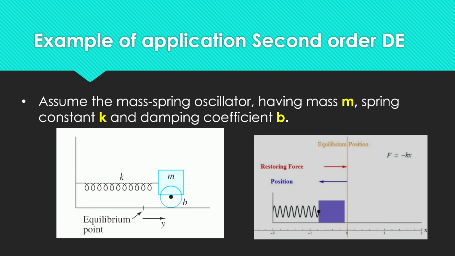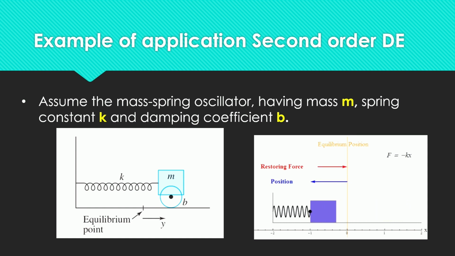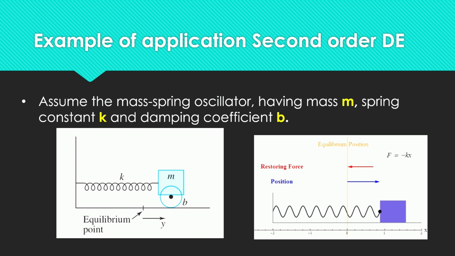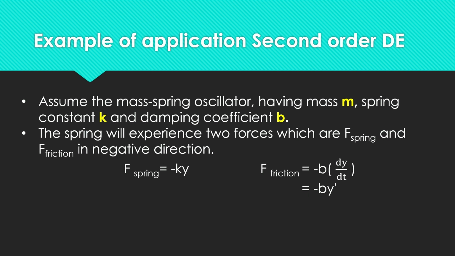When the mass m is displaced from equilibrium, the spring is stretched or compressed, and it exerts a force that resists the displacement. By applying Hooke's law, it can be assumed that the force exerted by the spring is equal to negative ky.